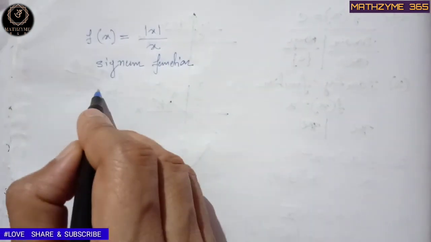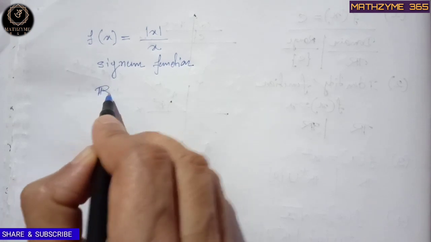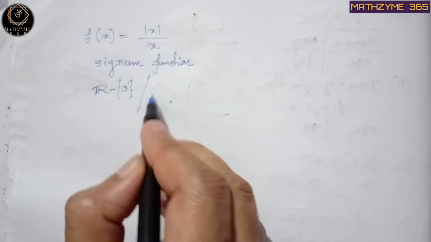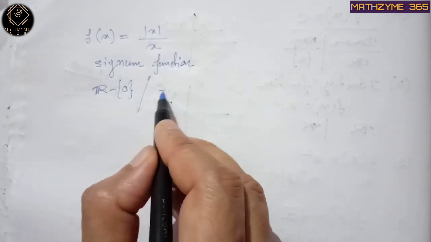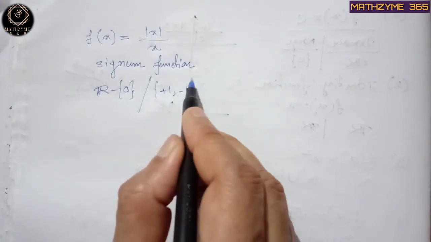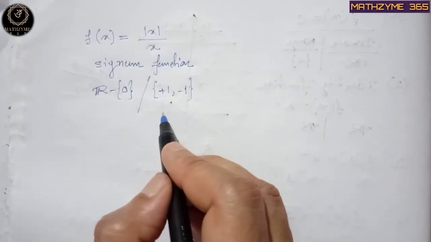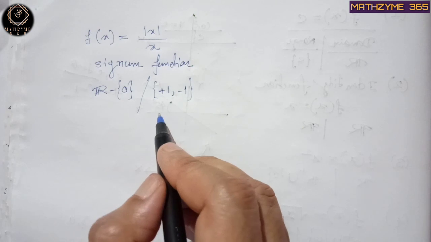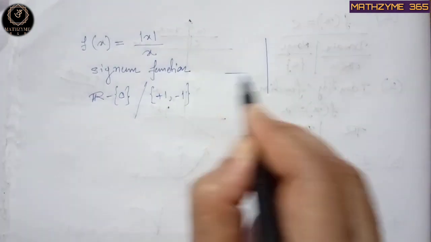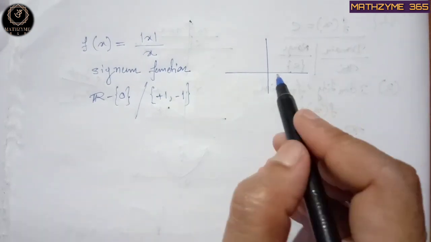Here the domain is all real numbers but excluding 0, and the range is quite interesting, that is only plus 1 and minus 1, only two values, plus 1 and minus 1, is the range of the signum function. Now let's see the graph of the signum function, x axis and y axis.